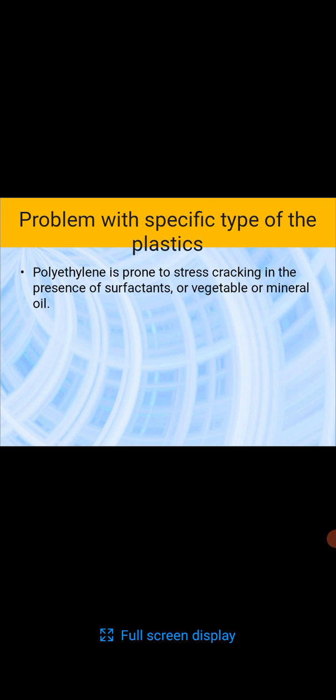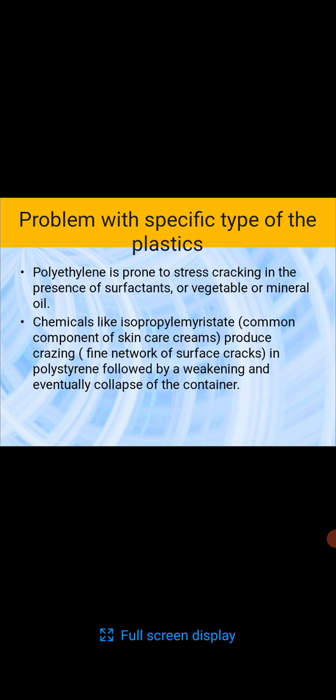Polyethylene is prone to stress cracking in presence of surfactant or vegetable or mineral oil. Chemicals like isopropyl myristate, a common component of skincare creams, produce crazing, a fine network of surface cracks, followed by weakening and eventually collapse of the container. It will form a layer or wall on the surface, which may lead to collapse of the container over time.